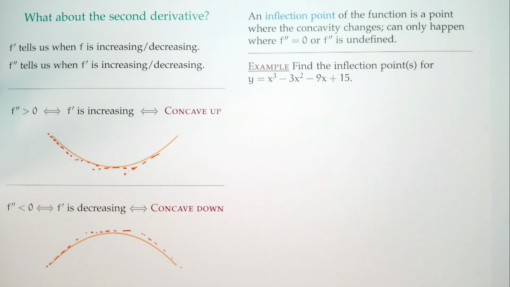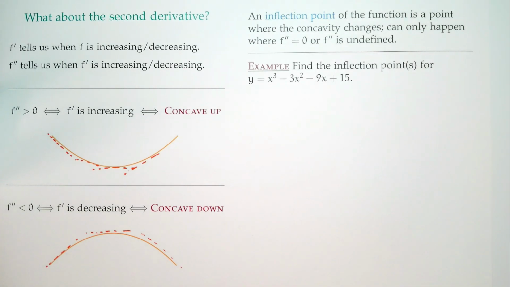Now, what if concavity changes? Because we said, well, you could be going from increasing to decreasing. We could be going from concave up to concave down. When can that happen? Well, it can happen if the second derivative is 0 or if the second derivative is undefined. It's the same type of behavior that we saw before.